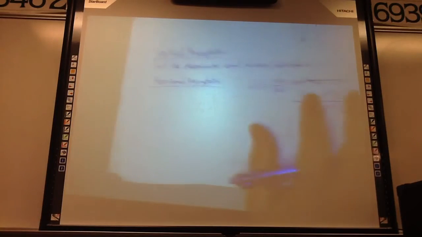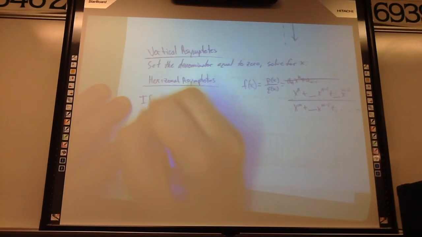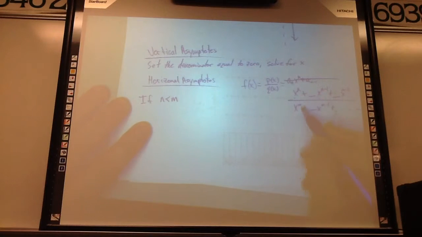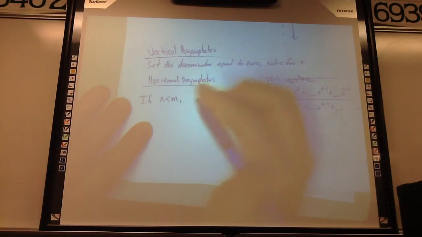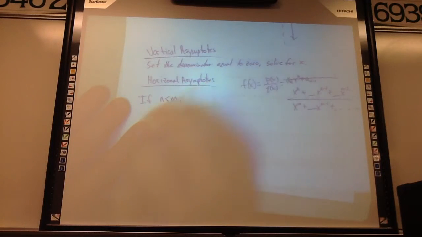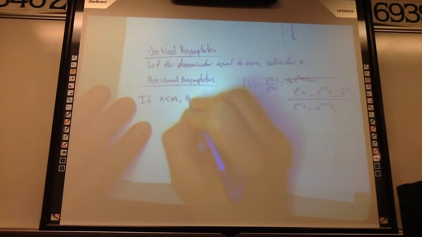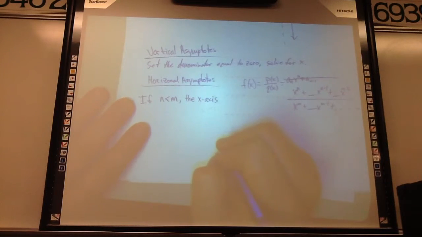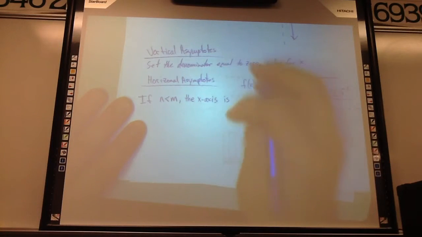All right, here's what you do. If n's on top and m's on bottom, like this, if n is less than m, so if the power on top is smaller than the power on bottom, the x-axis is the horizontal asymptote.